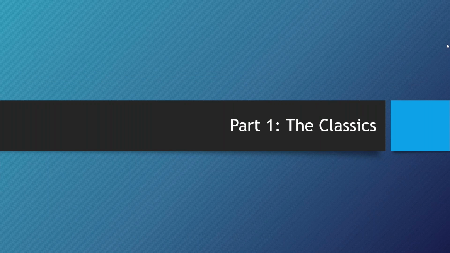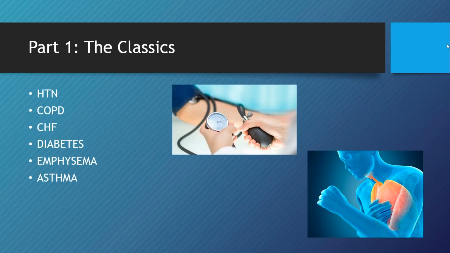So let's start with the classics. For anyone that has been in the home health industry for any amount of time, you have probably heard of this infamous list, the list of diagnoses that you always include in the coding of a record. Hypertension, COPD, CHF, diabetes, emphysema, and asthma. We are all familiar with this list.